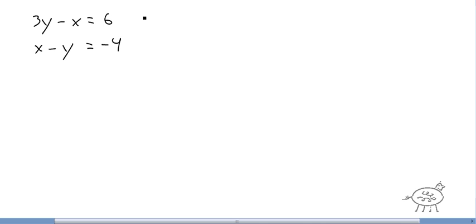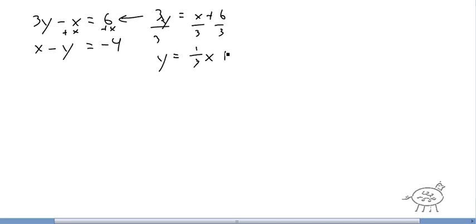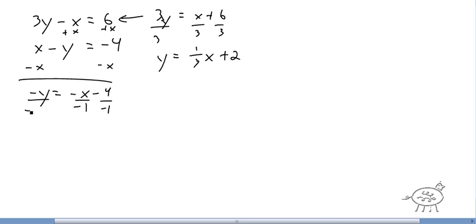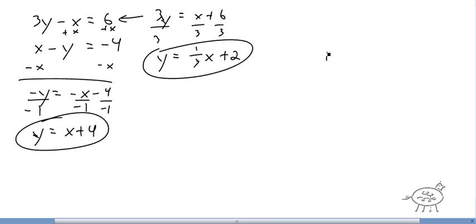For this one right here, I'm going to add x to both sides. So you get 3y is equal to x plus 6, and then divide by 3. So y is equal to 1/3 x plus 2. And for this one I'm going to subtract x from both sides. So you get negative y equals negative x minus 4. Divide by negative 1. y is equal to x plus 4. So here are your two equations, and we just go ahead and graph them.